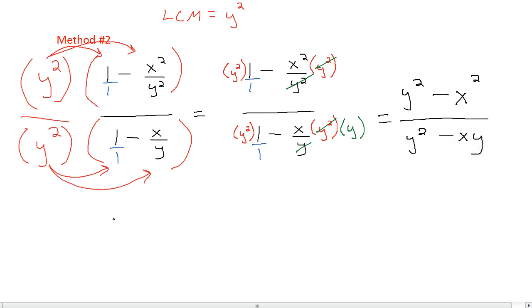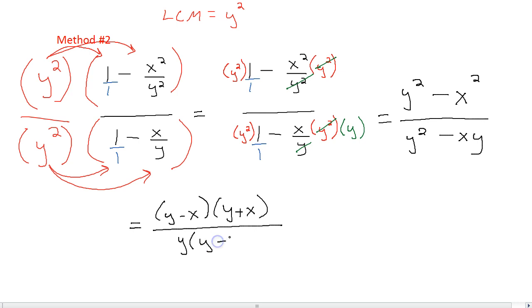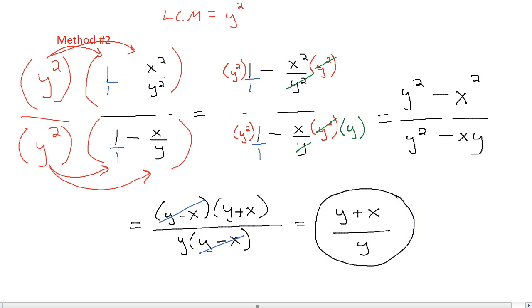Okay, so from that point, let's take a look at factoring. I've got y minus x times y plus x, because that's a difference of squares. And then in the denominator, it looks like I just have a common factor of y. So if I pull out the y, I've got y minus x. So it looks like I can do a little bit of canceling. This y minus x cancels this y minus x, and I get an answer of y plus x over y. That's the exact same answer we got when we did it the other way.